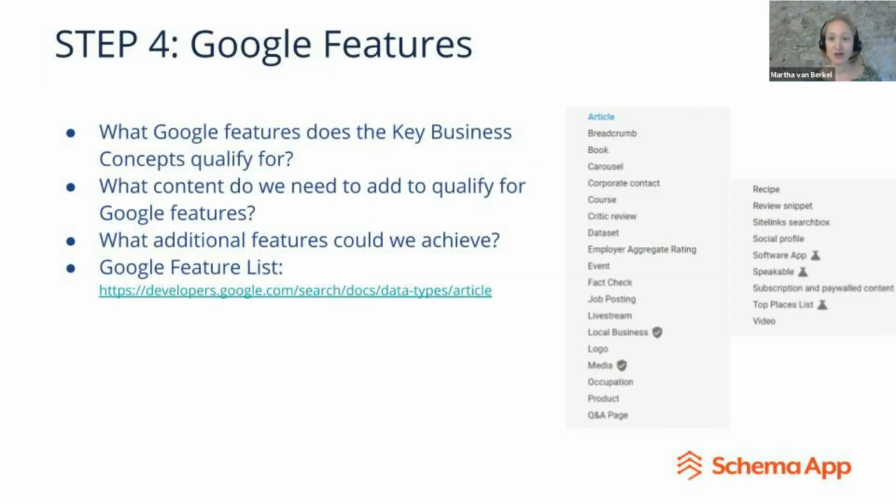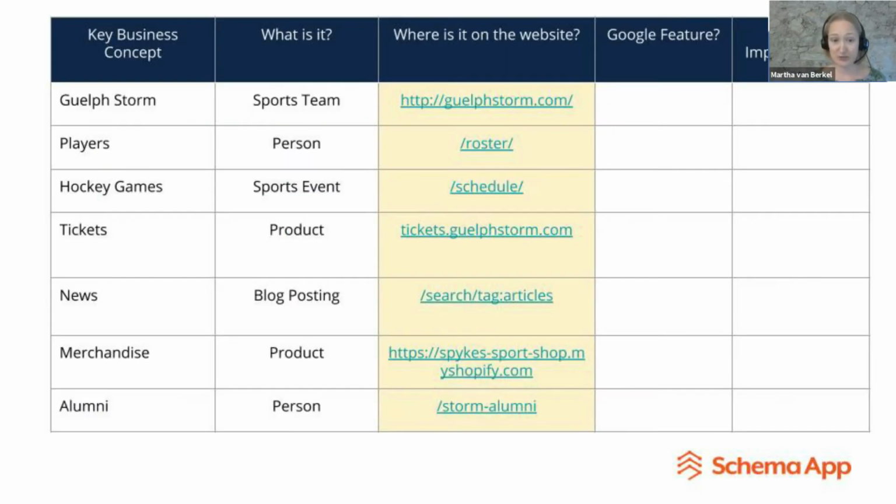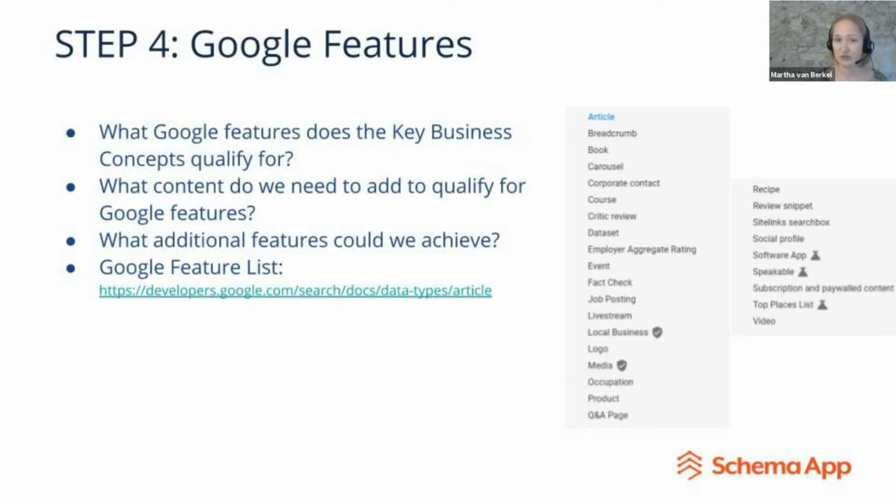All right, step 4, Google features. Now, I love that this is step 4 because most people, when I talk about what are you doing for your schema markup strategy, this is where they start. Now, imagine we've gone through quite a lot of other discussion and discovery around what's important to the business prior to getting to the Google features.